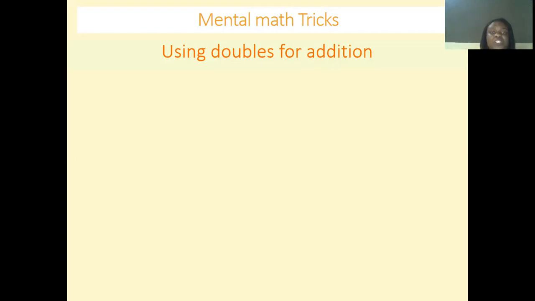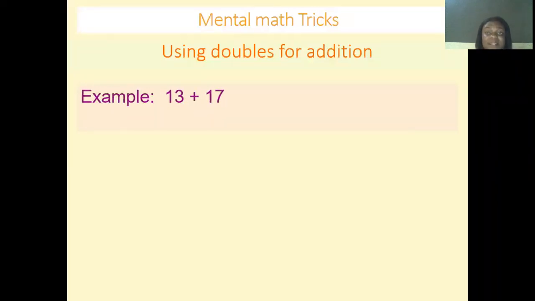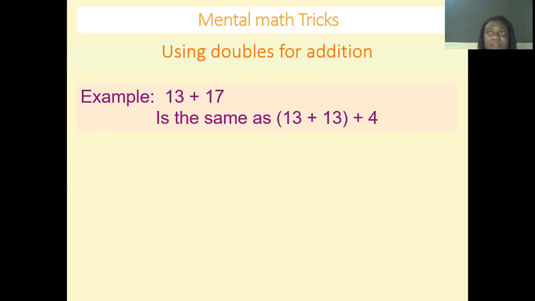Okay, so what does using doubles for addition mean? So let's take an example. We have 13 plus 17. Now instead of doing 13 plus 17 directly, we can break that addition into doubles. So we can put it like this. We can say 13 plus 4.